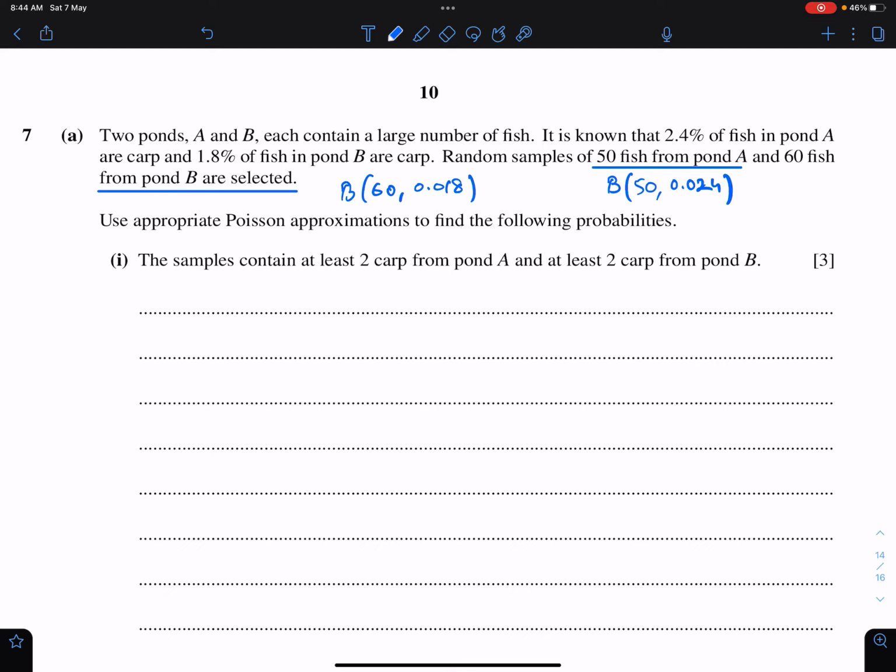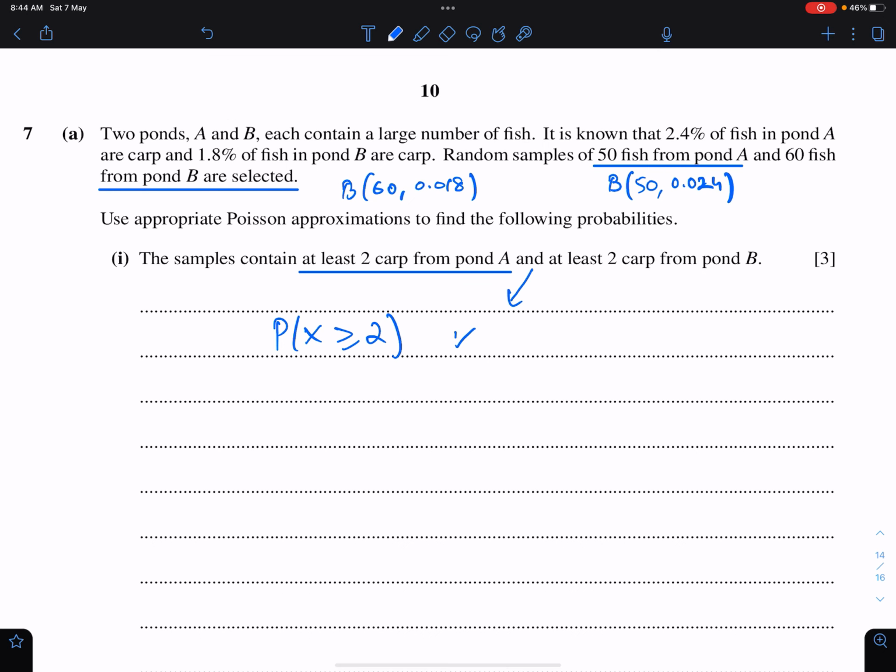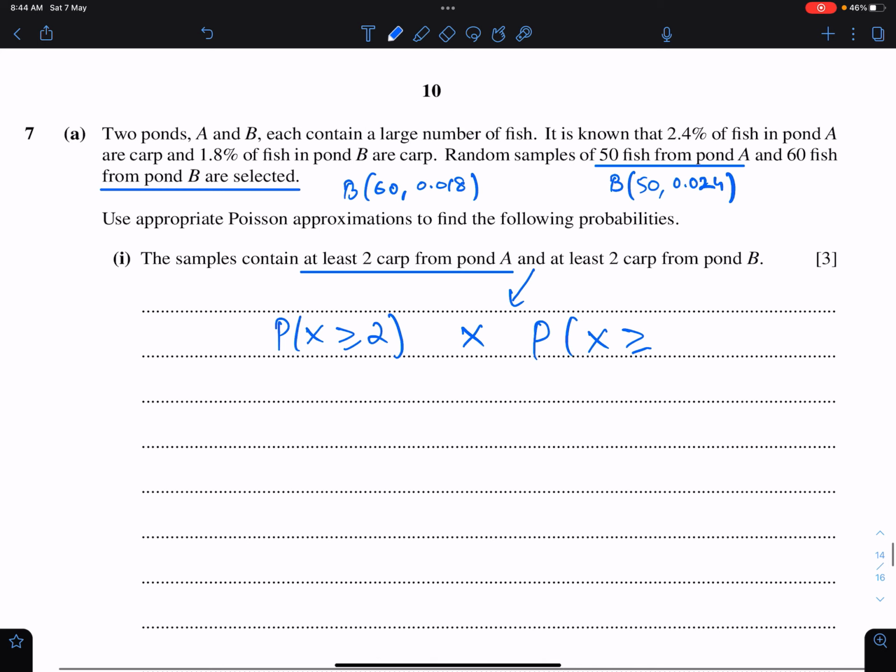The sample contains at least 2 carp from pond A. At least 2 means this. The word and means multiply. And at least 2 from pond B. So we need these probabilities. We can suppose this as x and this as y.